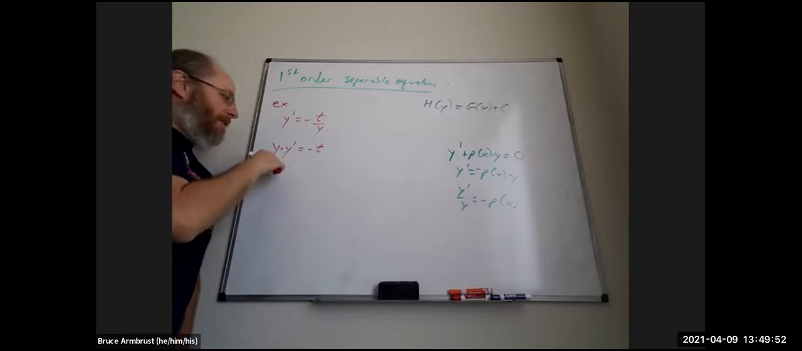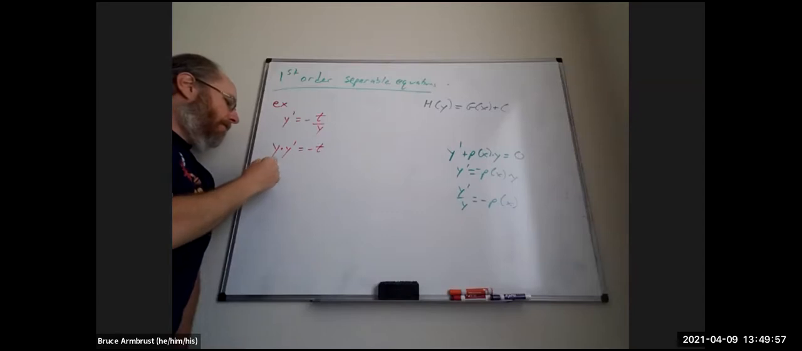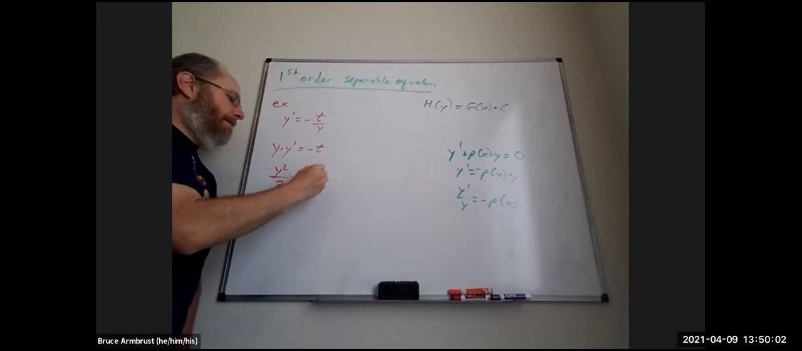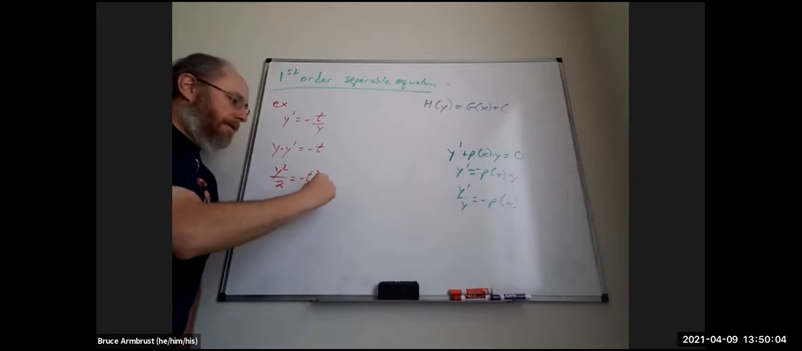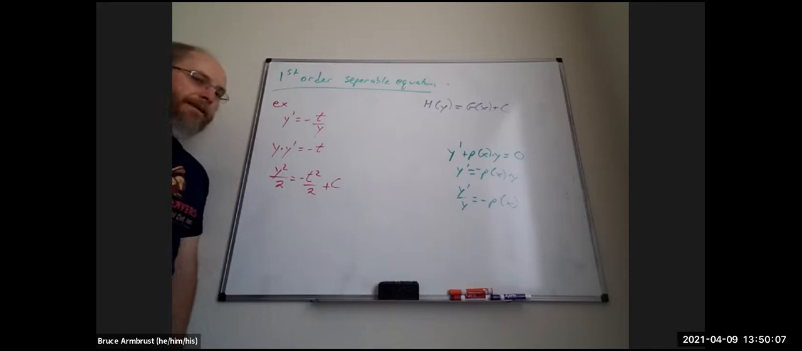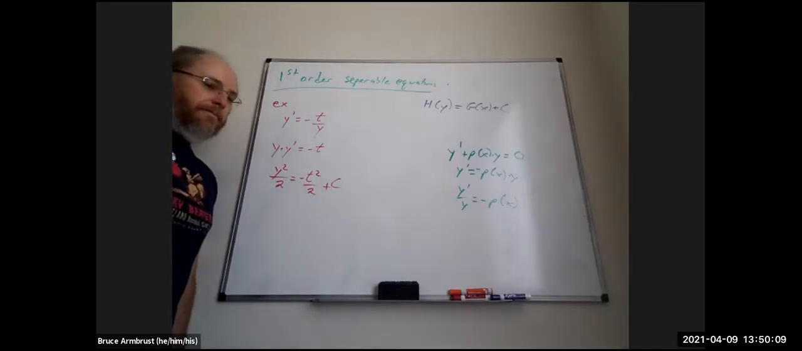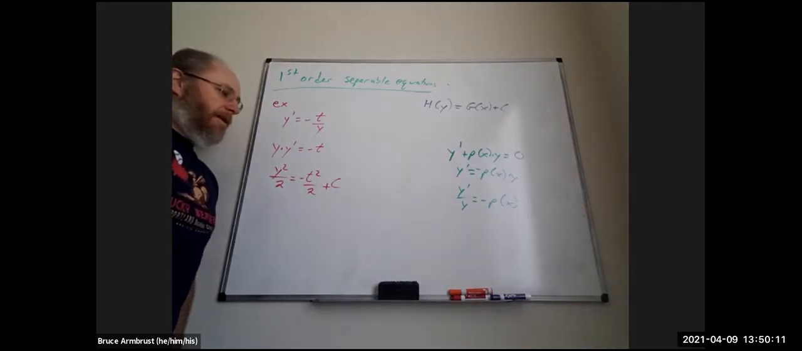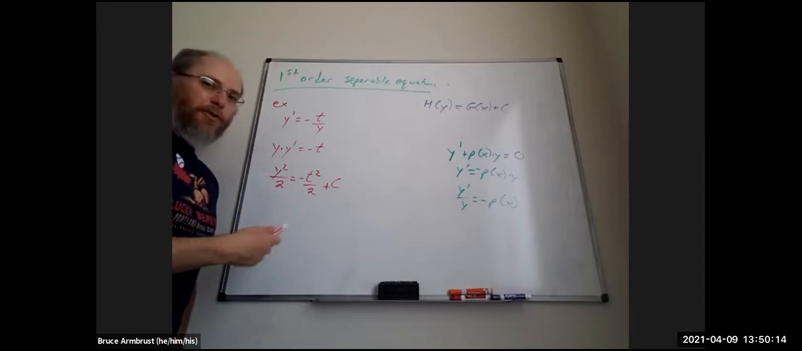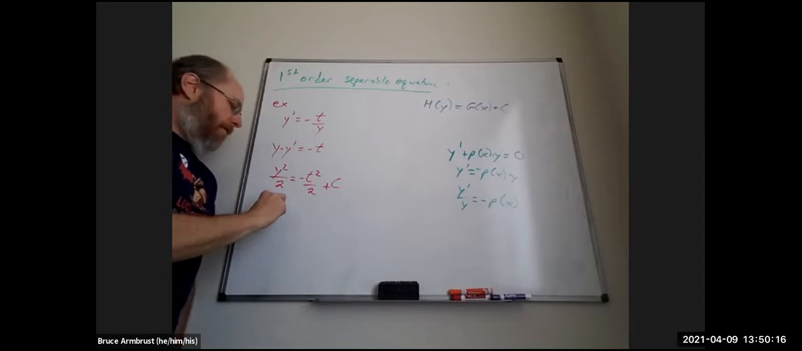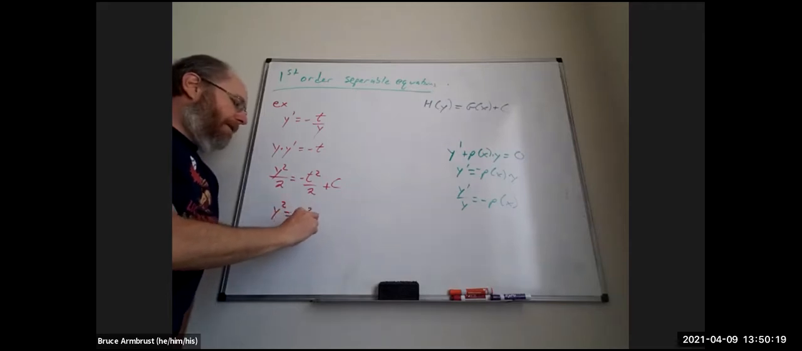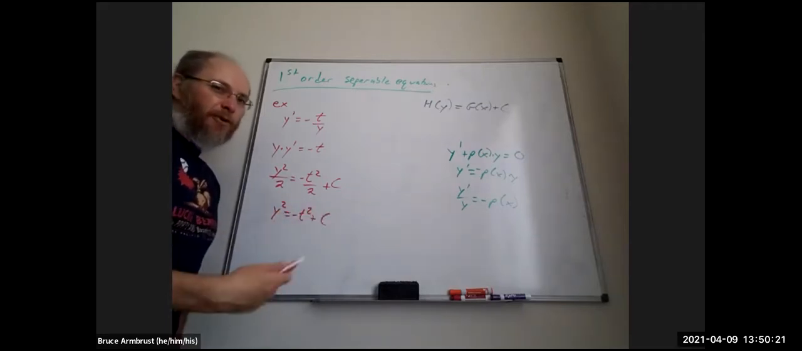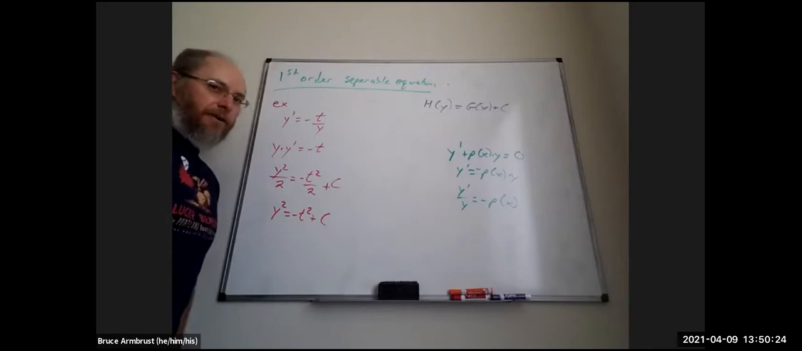So now we just integrate each of these things. So I'm going to get y squared over 2 equals minus t squared over 2 plus c. I'm going to multiply everything by 2 just to get rid of the fractions. So we get y squared equals minus t squared plus c. It's a new arbitrary constant. That's twice the other arbitrary constant. It's still arbitrary.